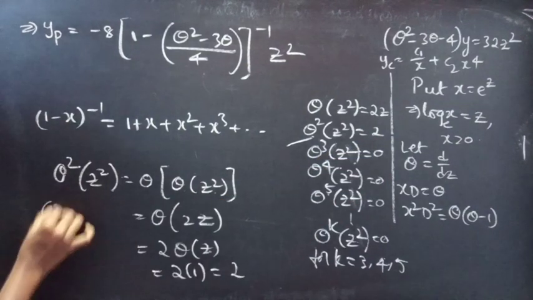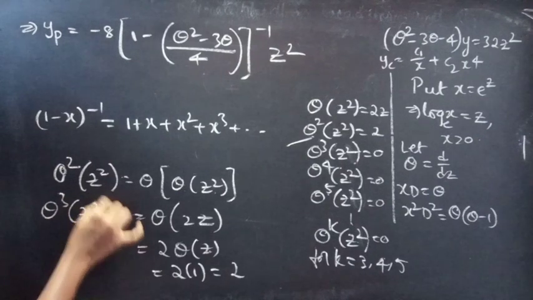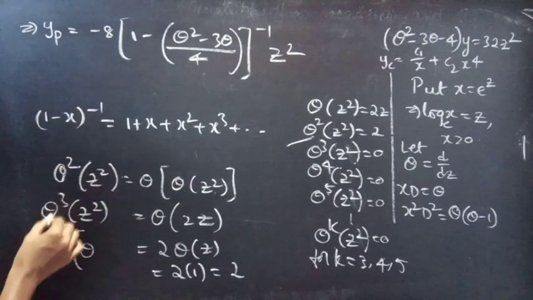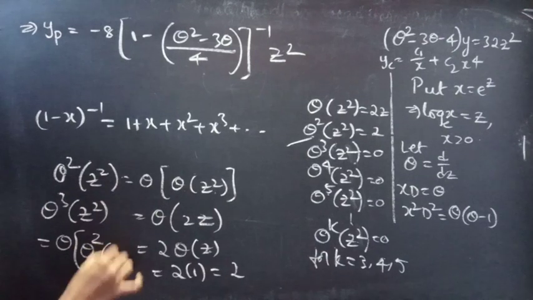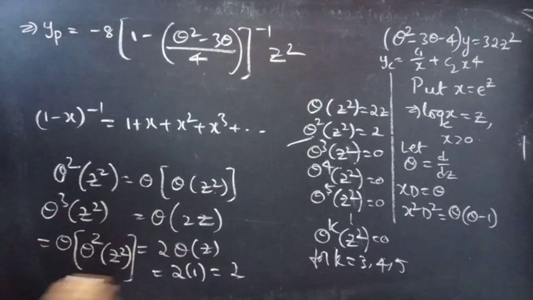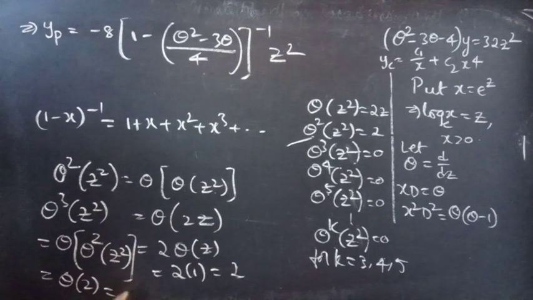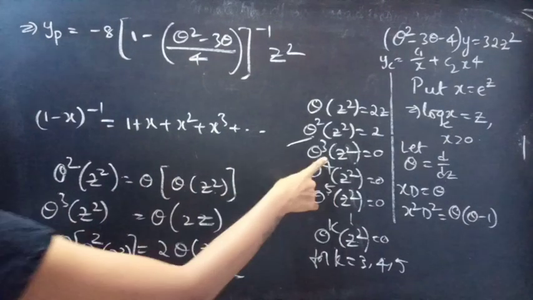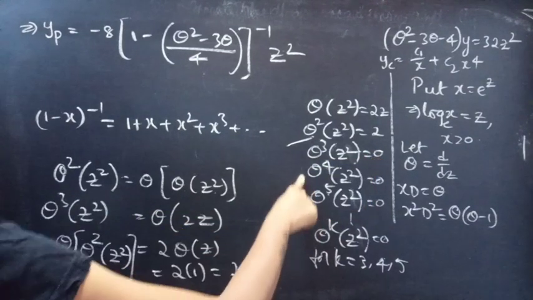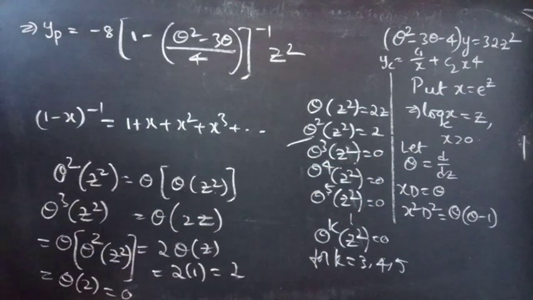Likewise, find theta cube of z square. Theta cube is theta of theta square of z square. We have the value of theta square of z square, which is 2. Find theta of 2, which is the derivative of a constant with respect to z, which is 0. Okay. So theta cube of z square is 0. If theta cube of z square is 0, hereafter we'll get all the higher derivatives 0.